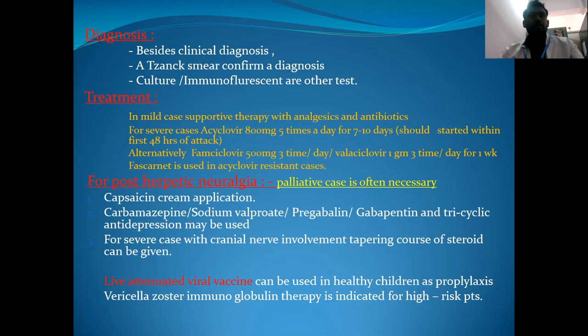And apart from that, for severe cases with cranial nerve involvement, a tapering course of steroids can be given, especially for 10 days. A live attenuated viral vaccine can be used in healthy children as prophylaxis. Varicella zoster immunoglobulin therapy is indicated for high-risk patients.